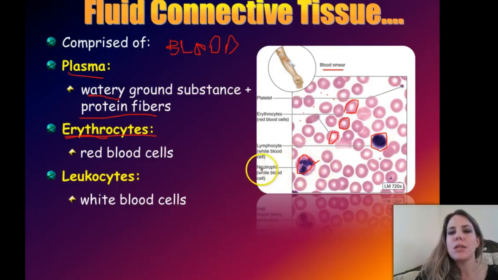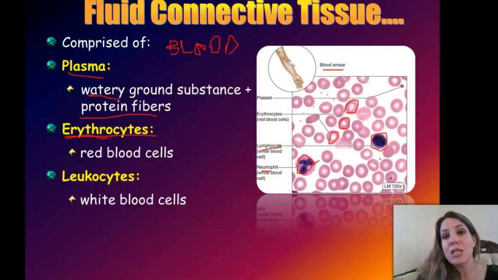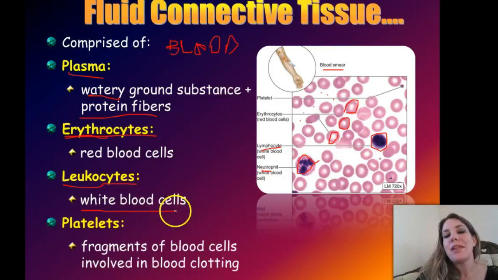This one here is a neutrophil. This one here is a lymphocyte. So when we go in more detail about blood, you'll actually be able to learn all the different types of leukocytes, white blood cells, and be able to identify them under a microscope. So again, leuko means white, cytes is cells, so these are your white blood cells.